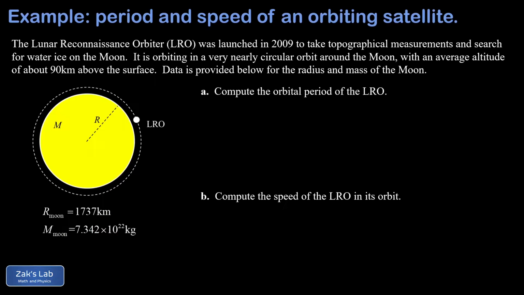Now, one of the first things we want to do here, just so we don't run the risk of forgetting, is that with an altitude of 90 kilometers above the surface, we have to add that to the radius of the moon to get the total orbital radius. So that gives us 1,827 kilometers. Incidentally, that's about a 5% difference in the orbital radius compared to using the radius of the moon itself. So in part A, we're asked to get the orbital period of the LRO.